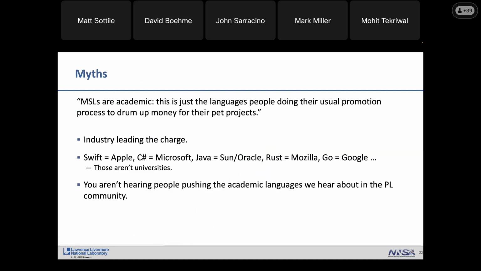So some of the myths that are out there about these languages is that some people perceive them as being academic toys, and that all the noise we're hearing is more or less just the usual academics trying to get people excited so they can get their grants funded. The thing is, industry is leading the charge on these. All the major languages that I listed have come from something other than universities. So Swift came from Apple, C# from Microsoft, Java's Oracle and Sun, Rust was Mozilla's language, Go is Google's, and so on. The languages you hear about in the programming languages conferences, you're not hearing about those in the memory safe language discussion. Those weird languages are staying off in their strange corners of the programming languages conferences.